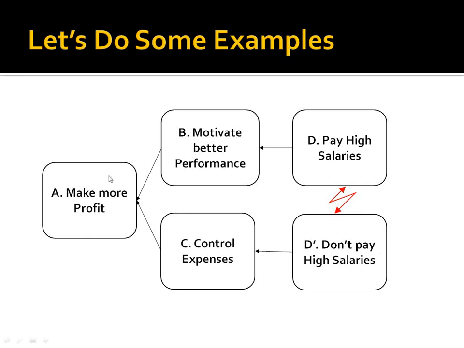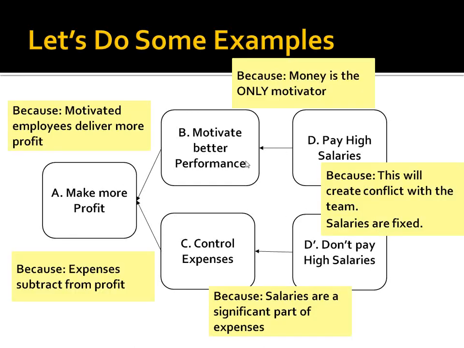Now, once you have this, as I said, a lot of times it becomes pretty obvious what the issue is, but when it's not, what we do is we understand the assumptions underlying each arrow. So under each of these arrows is an assumption. In other words, in order to motivate better performance, I must pay high salaries because, and it's the because that is my assumption. Money is the only motivator, for example.